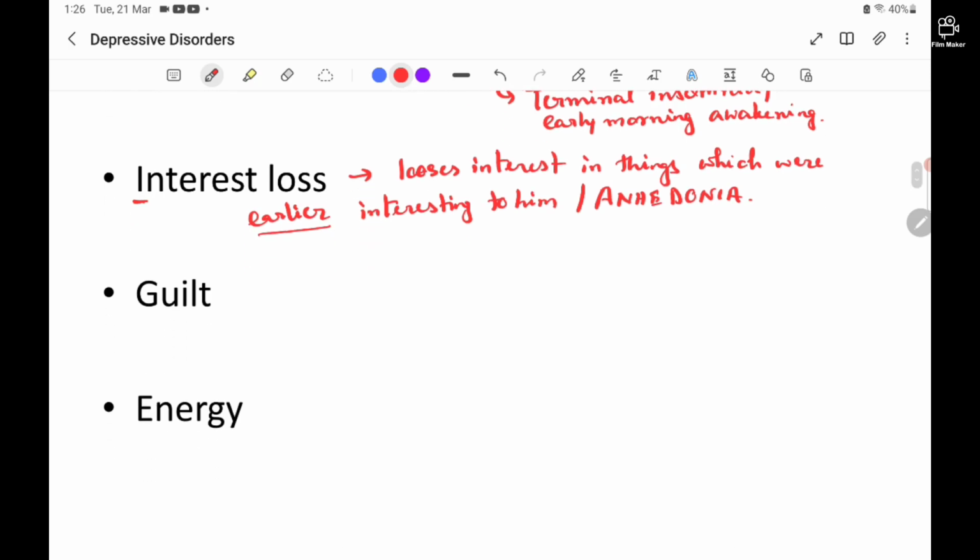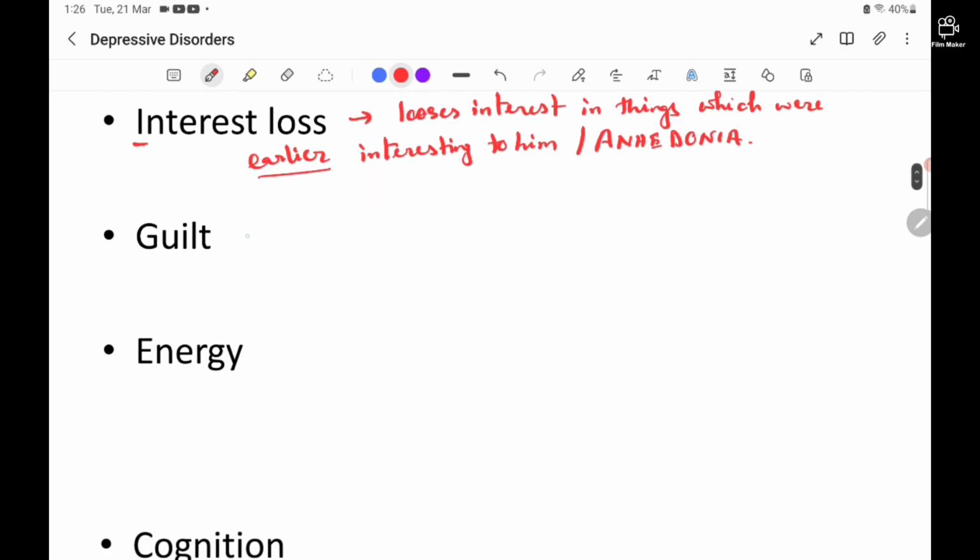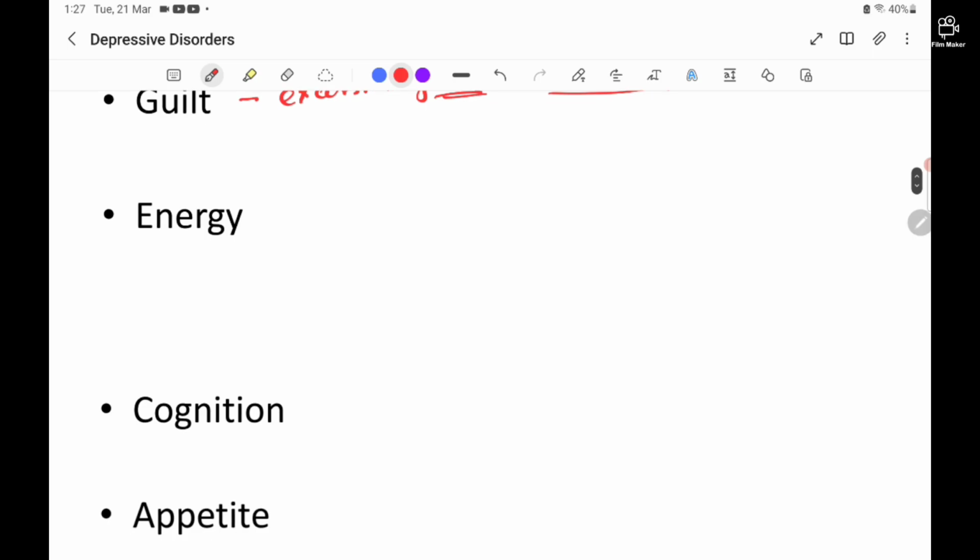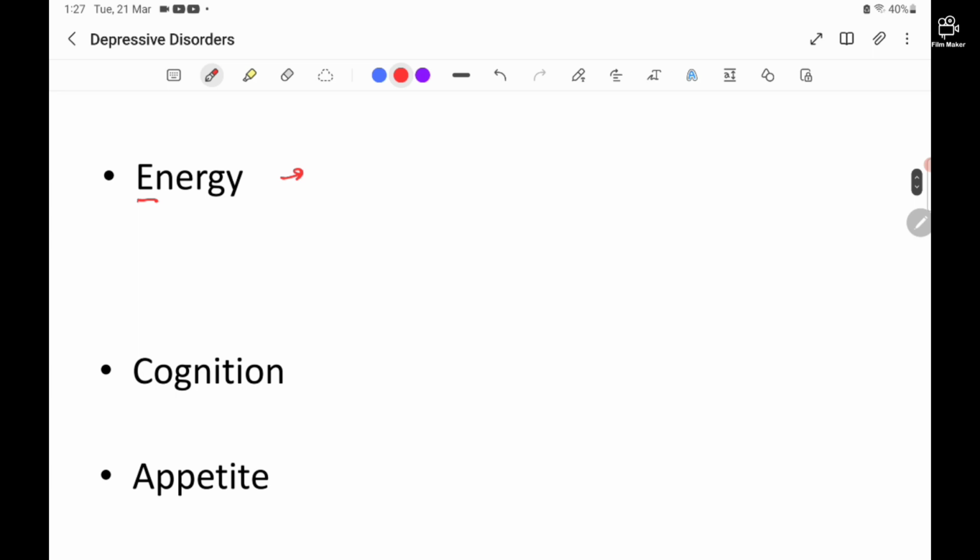And then there is guilt. There is a feeling of excessive guilt. He feels that he is the only person responsible for everything. Every negative thing which is going around, he is the one responsible. Guilt. Then energy. There is a lack of energy in the individual.